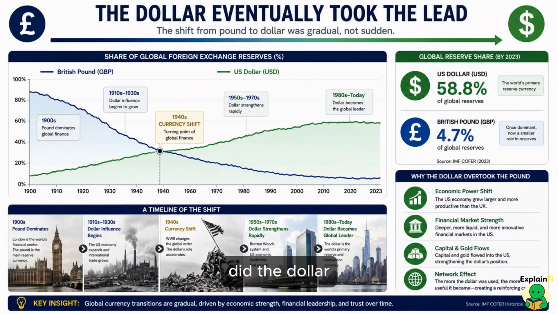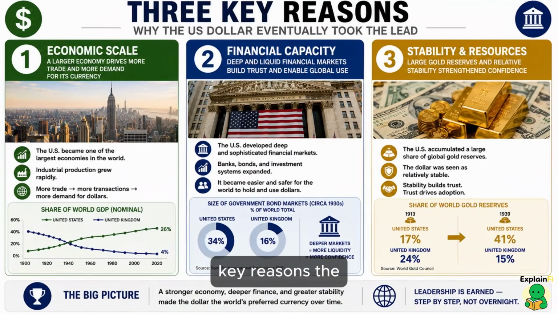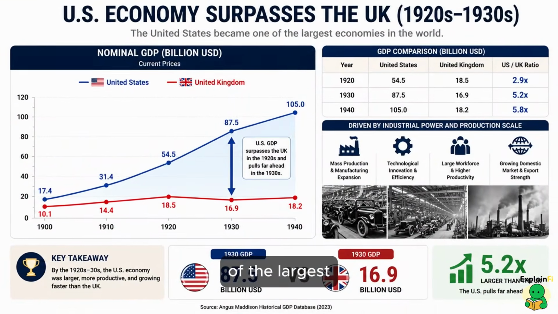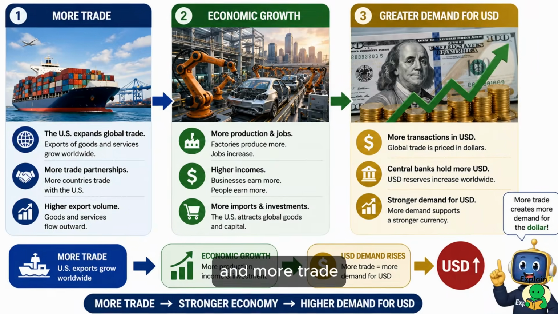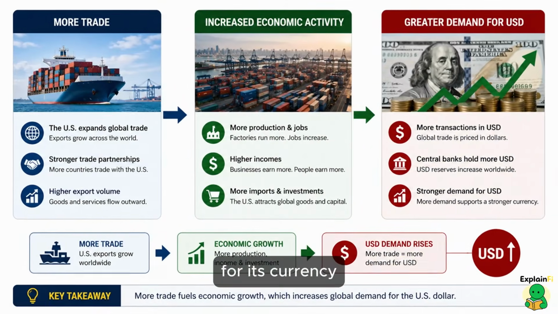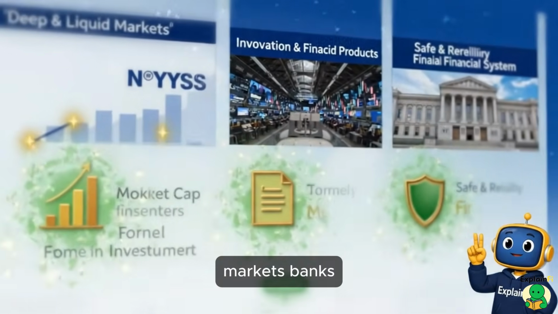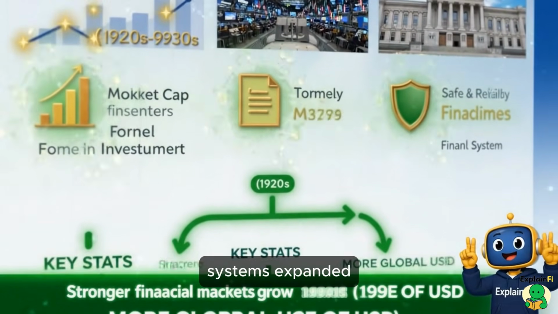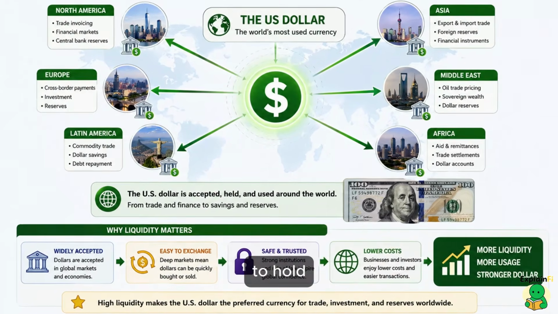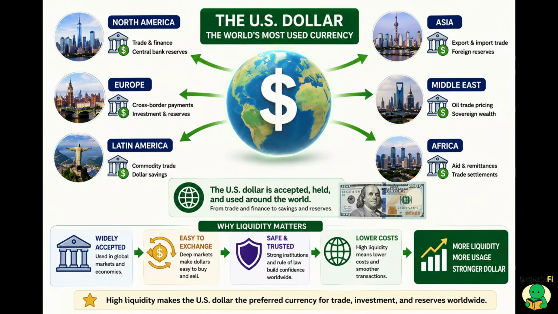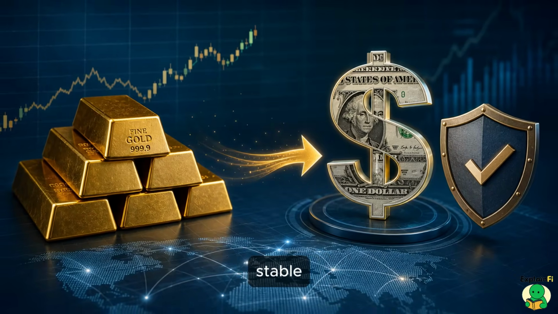So why did the dollar eventually overtake the pound? There are three key reasons. The United States became one of the largest economies in the world. More production meant more trade, and more trade meant more demand for its currency. The US had growing financial markets. Banks, bonds, and investment systems expanded. This made it easier for global participants to hold and use dollars. With large gold reserves, the dollar was seen as relatively stable at the time.